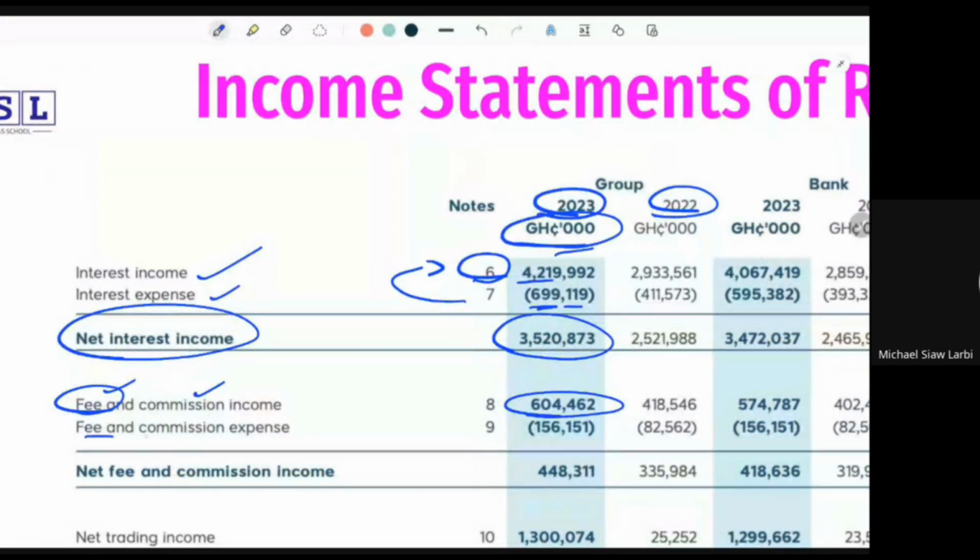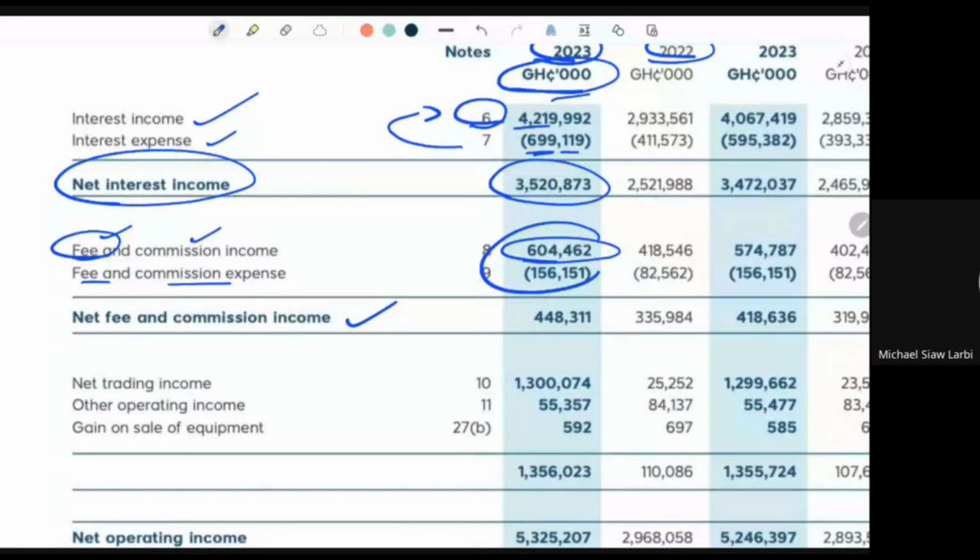But they also have fee and commission expense. They will incur some fees to other people and pay some commission. Then you get your net fee and commission income, which is this minus this. Then they have their net trading income and other operating income.